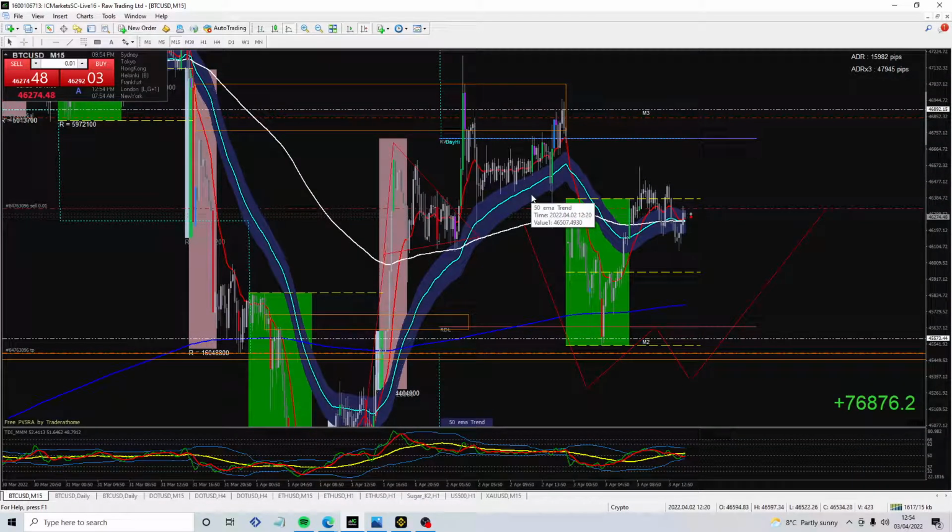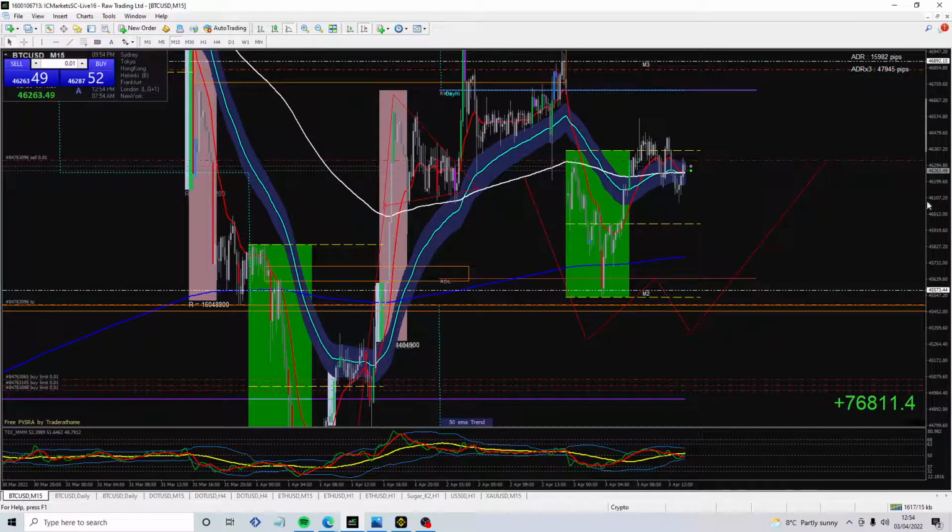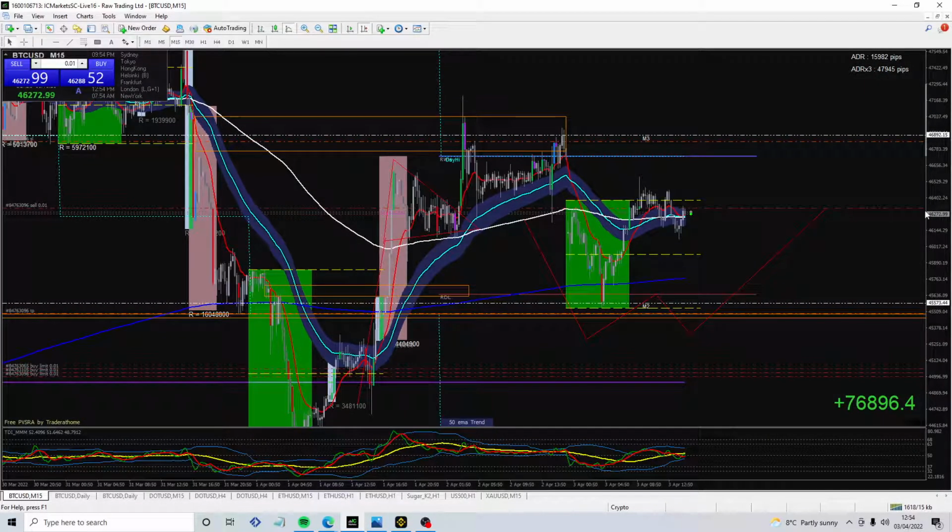So we're looking for a chop, drop and rise. I'm still looking for a chop, drop and rise, and I'll get into why soon. Today, I'm looking for a drop down here to create a lower low.